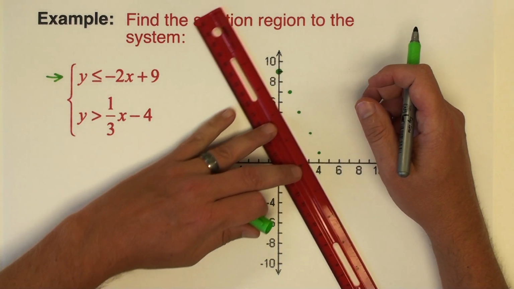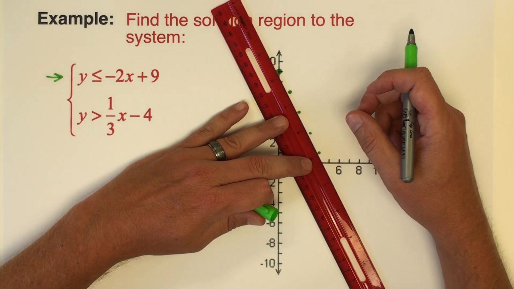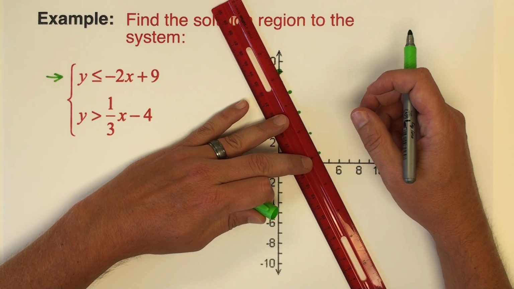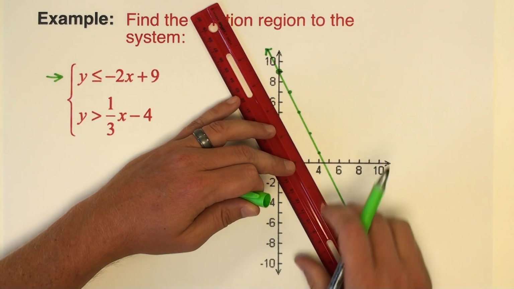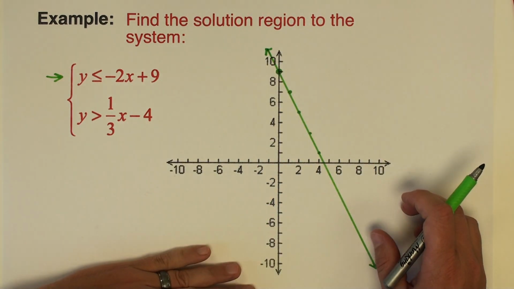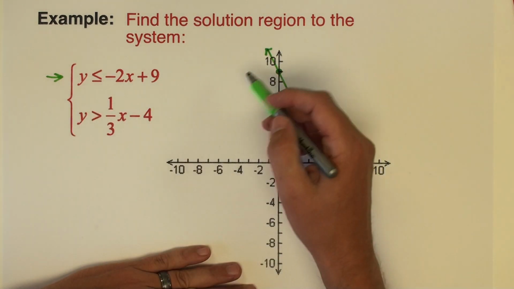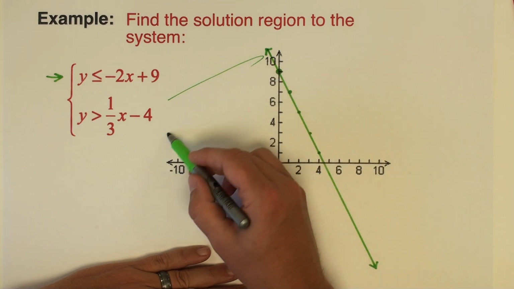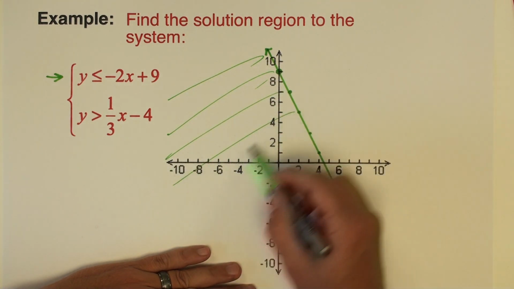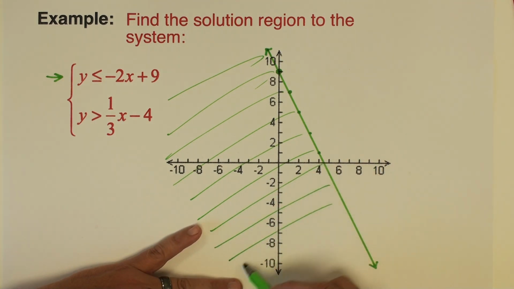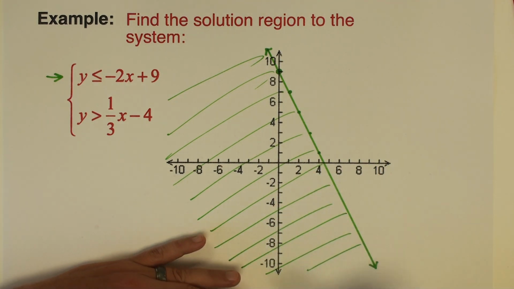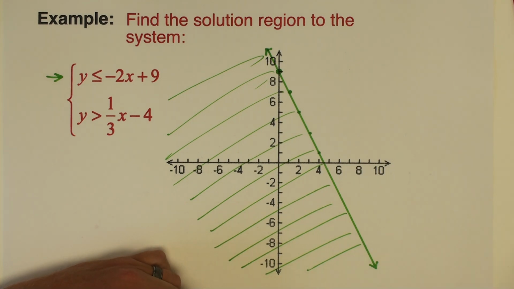These are going to be a solid line. Solid line because there is an equal to under that inequality. And then we're going to shade everything that is less than, which is everything below. Now I'm not going to shade this too much right here because there's going to be two different shadings on this graph, and I don't want it to get too busy in here. So that's what the first one looks like.